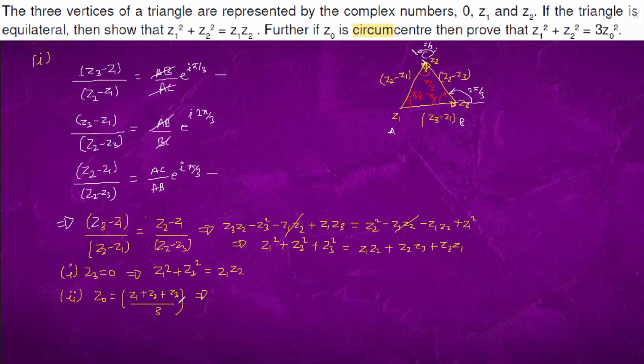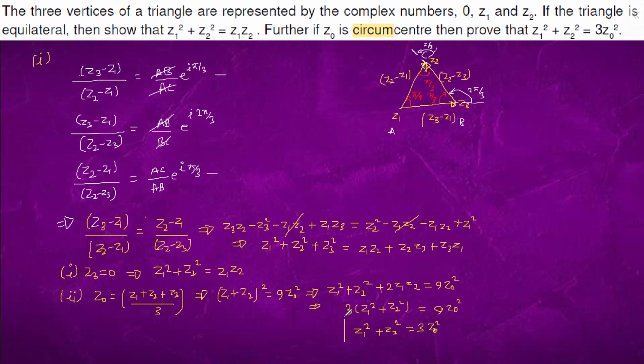So now what will we do? If z3 is 0, we have z0 equal to z1 plus z2 by 3. So z1 plus z2 whole square is what? 9 z naught square. This is z1 square plus z2 square plus 2 z1 z2, which equals 9 z naught square. We know that z1 z2 is z1 square plus z2 square, so this will come out to be 3 times z1 square plus z2 square equals 9 z naught square. So we have z1 square plus z2 square equals 3 z naught square. This is the solution.